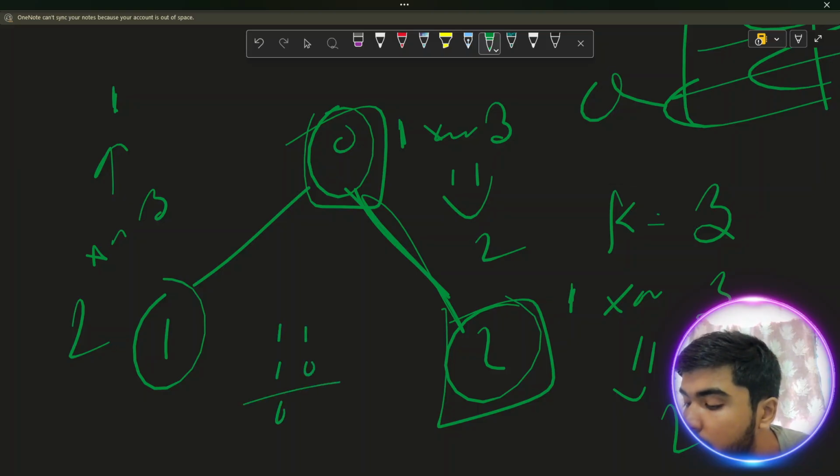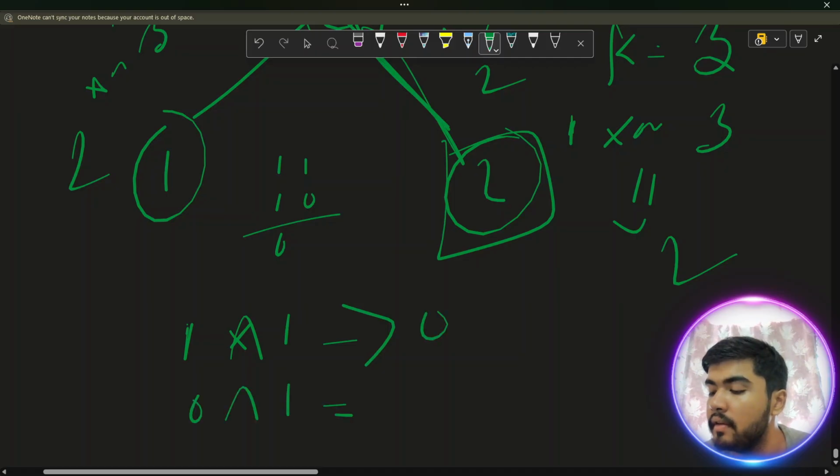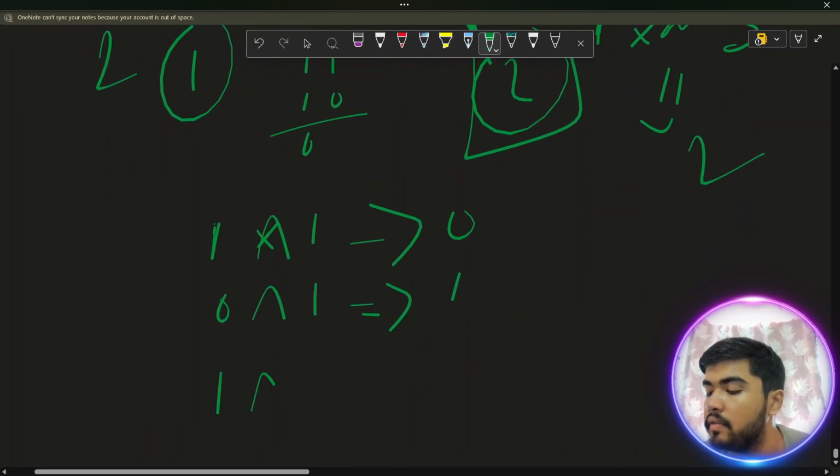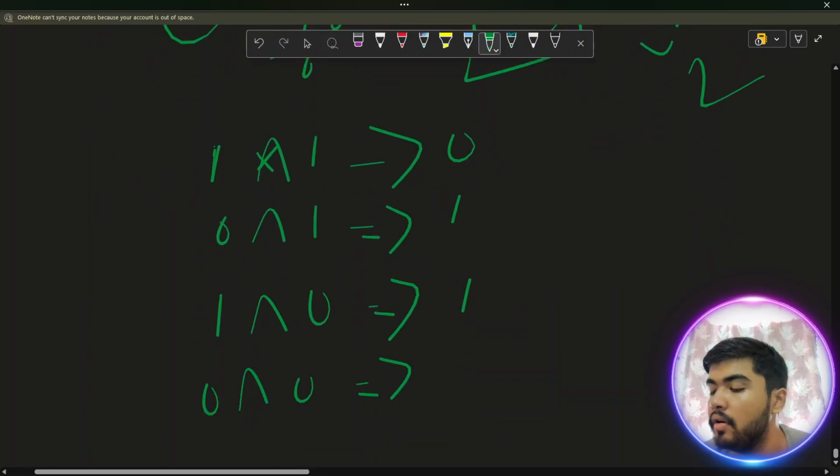So 1 1 is going to be 0. I guess you guys know XOR. The truth table of XOR is 1 XOR 1 is 0, 0 XOR 1 is 1, 1 XOR 0 is 1, and 0 XOR 0 is 0. So basically x XOR x is going to be 0. So that is the truth.